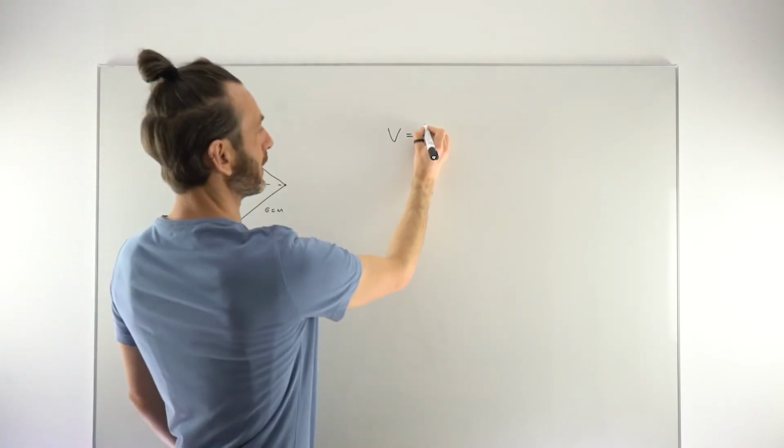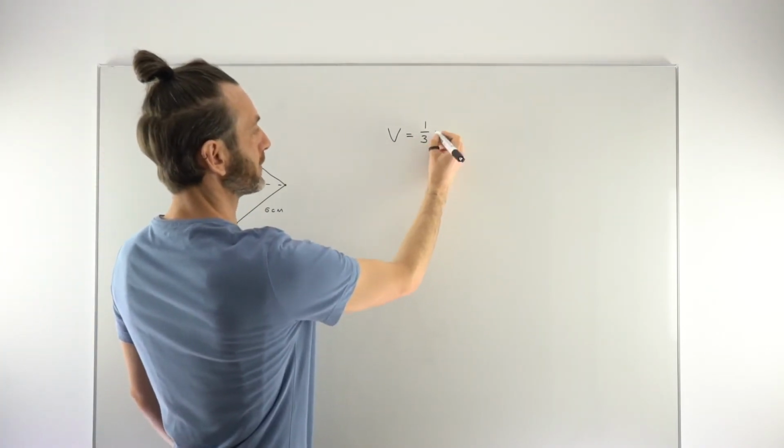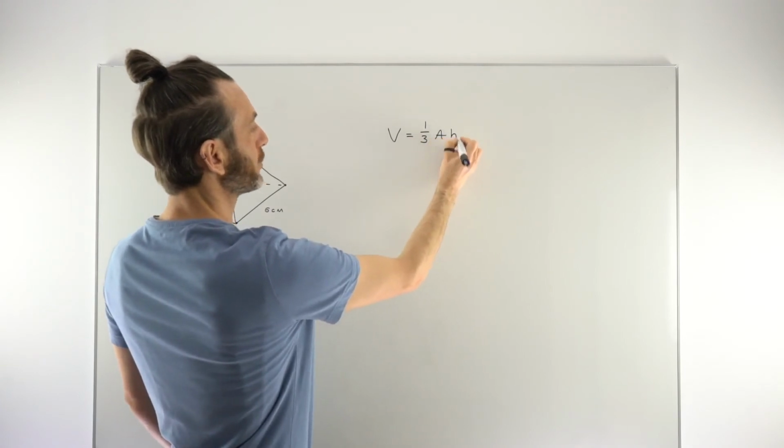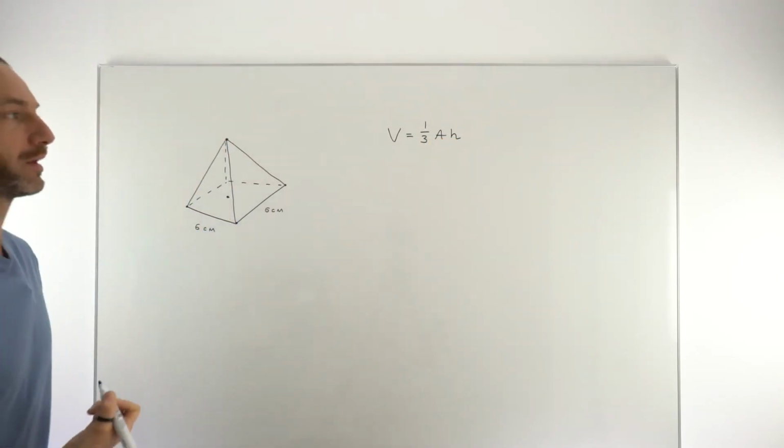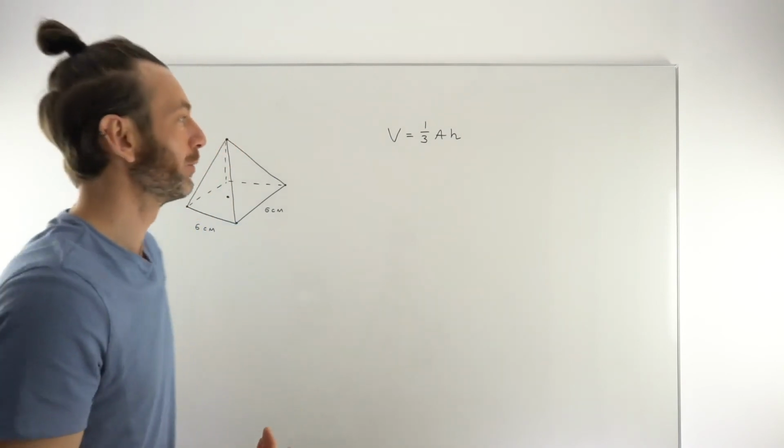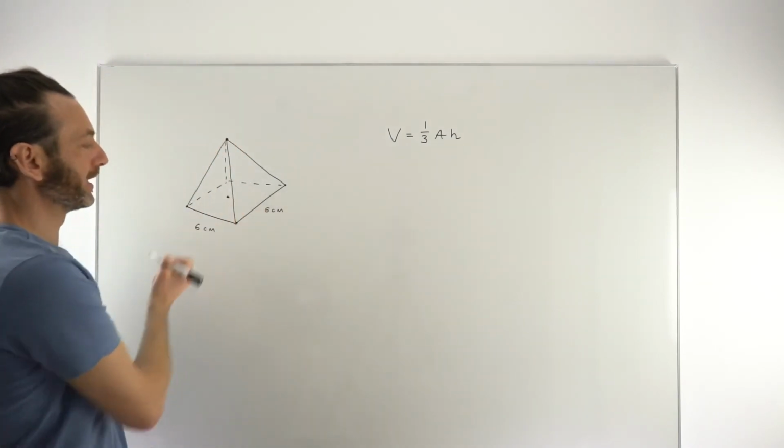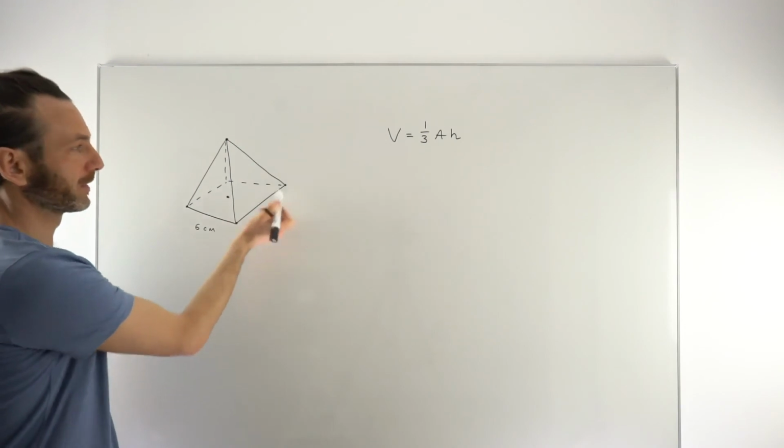Anyway, the formula is 1/3 times A times H. That formula can be a little bit confusing, because what is the A? Well, the A is the area of the base. So the area of this square base.